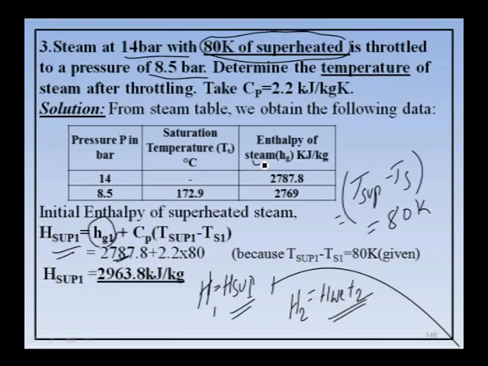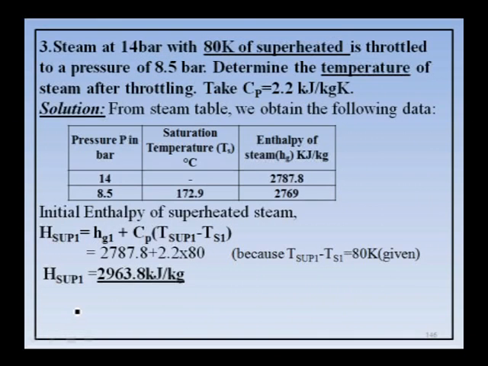This value you can take from the steam table directly, that is the enthalpy of steam. Observe here, after hf and hfg, the third column is hg, which is a direct value, the enthalpy of steam. Directly you can take 2787.8 plus Cp into degree of superheat. In place of T sup minus T sat, I have taken 80. So the initial enthalpy of superheated steam is 2963.8 kilojoules per kg. This is part 1. That means we got the enthalpy initially.